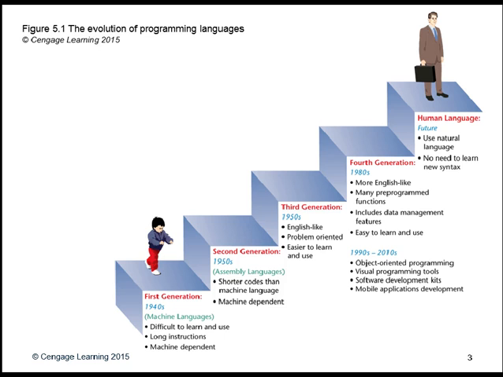Some of the advantages of a higher level language: it's easier to learn the language, easier to program. You have significantly shorter code, and that makes it easy to debug and easier to maintain. Some of the disadvantages of higher level programming: you have less control over the hardware, less efficient memory use, and the program runs more slowly.